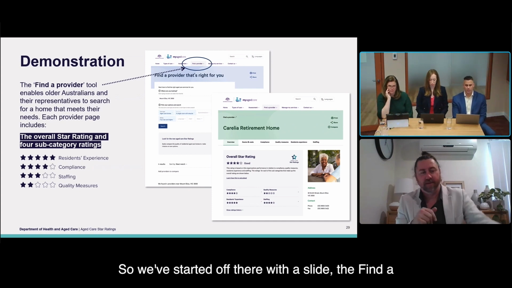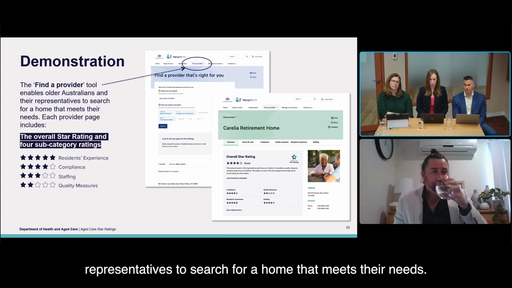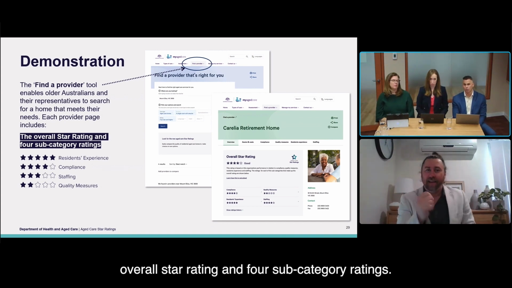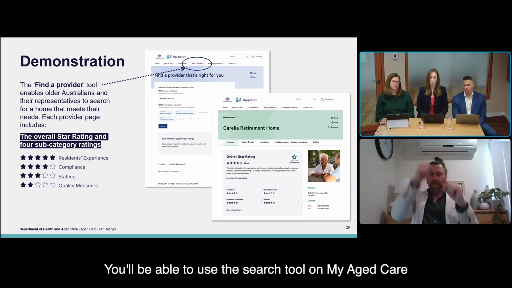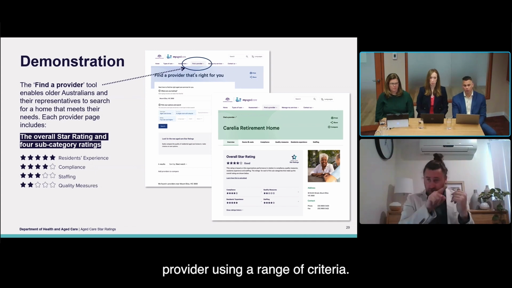So we've started off there with a slide, the Find a Provider tool, which enables older Australians and their representatives to search for a home that meets their needs. You can see here each provider page displays the overall star rating and 4 subcategory ratings. You'll be able to use the search tool on My Aged Care, and you'll be able to search for an aged care provider using a range of criteria.